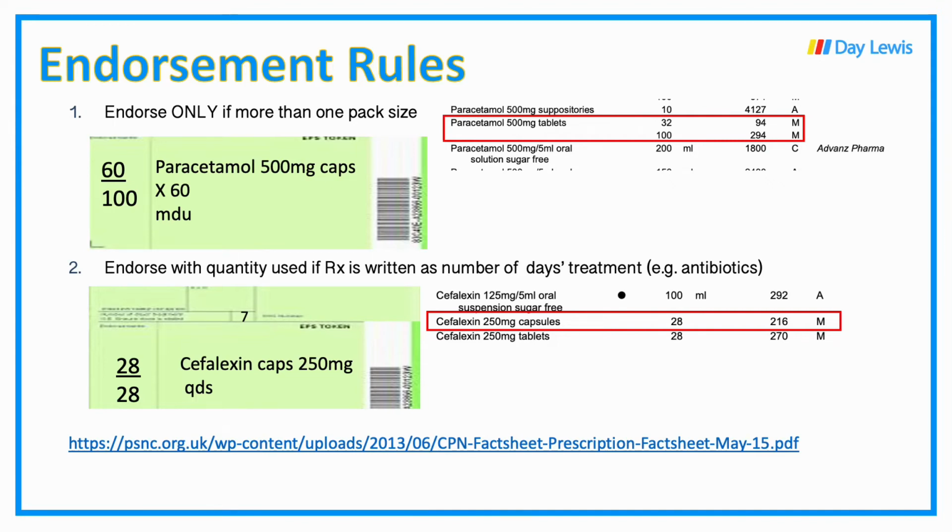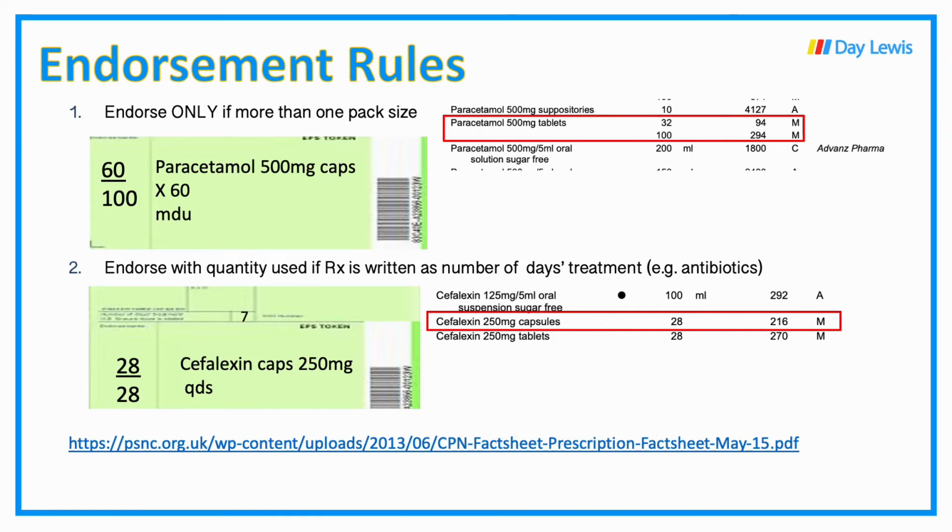So if we look at the first example, this is an example of why we must endorse for multiple pack sizes. So you've got a prescription for paracetamol that's available in a pack of 32 or 100. So you would need to clearly identify what you have given. So in this scenario, we had given 60 out of a pack of 100 and so have endorsed this appropriately. There are more endorsement rules, so now let's go on to number of days treatment.